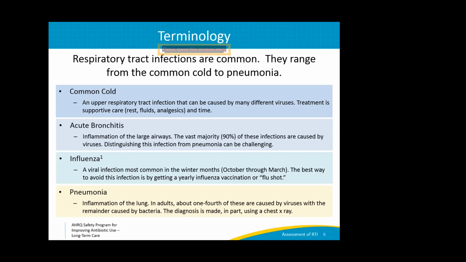And of course, we're also going to spend a lot of time talking about pneumonia, which refers to inflammation of the actual lung tissue, not just the airways as in bronchitis. This can be non-infectious. When we're talking about infection, about 75% of the time, pneumonia will be caused by bacteria and will require antibiotic treatment.